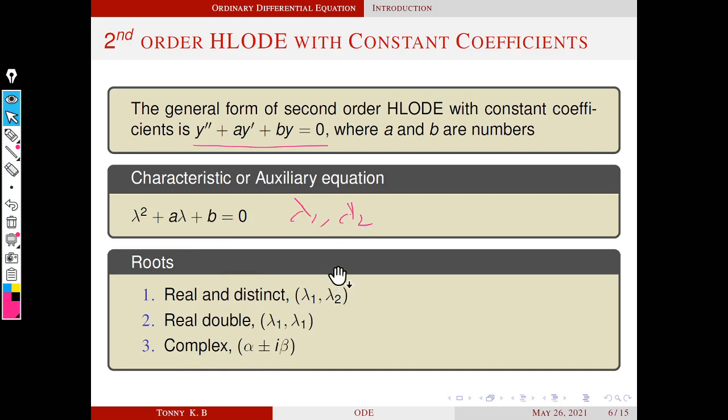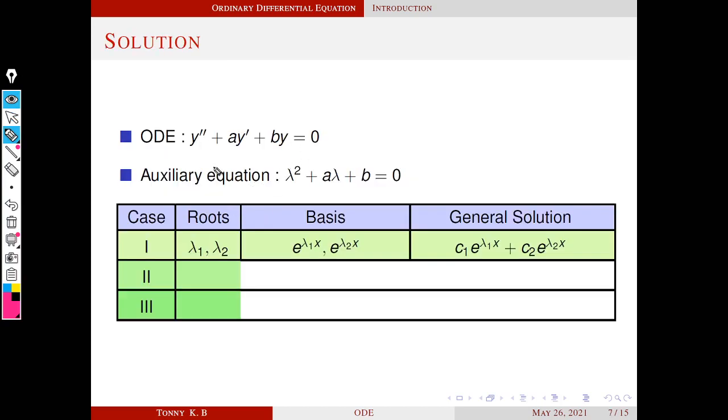Next I am going to explain the solutions corresponding to each case. What is the form of the solution corresponding to each case? That is the last step of this algorithm. So this is our ODE and this is the auxiliary equation, and corresponding to this auxiliary equation we have roots. What is our case 1? Case 1 is they are real and distinct.